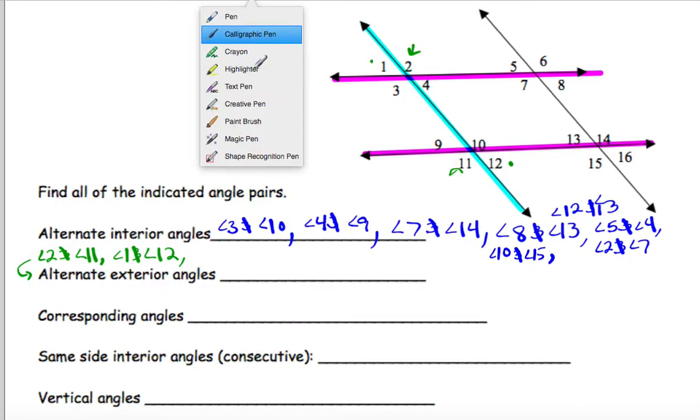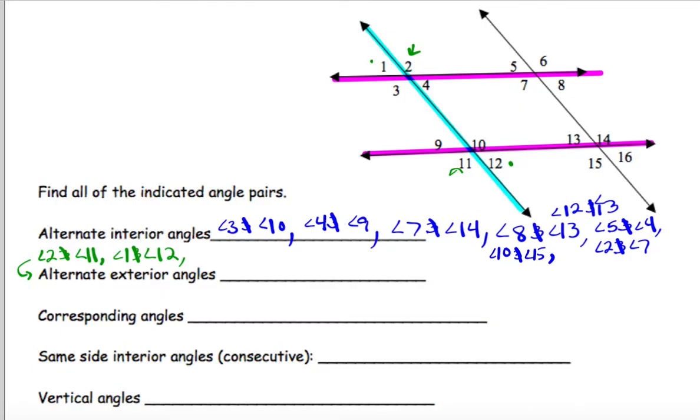Then if I go to the other line over on the right here, I'll give it a little green dotting over there. If I'm using that one, 5 would go with 16, and 6 would go with 15, being on outside and opposite sides of that green transversal. So now let's kind of switch this up here.